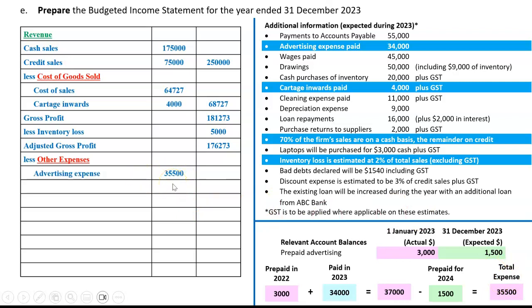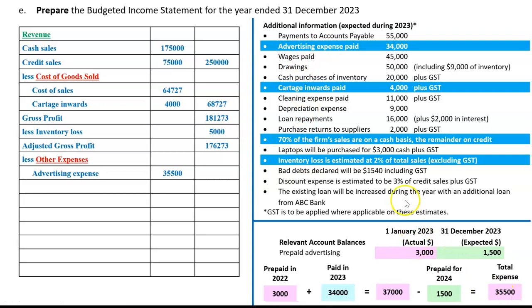And that's why it's good when we get those account balances to red flag the ones that, even though prepaid advertising is actually an asset and doesn't go in here, it is related to advertising, which is an expense, and that's how we got our total of 35,500.